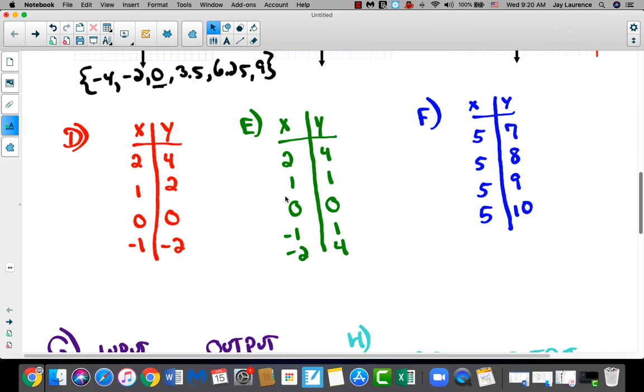E is a function for the same reason. No input goes to more than one output. But wait, they're both going to... No. 2 is an input going to an output of 4. -2 is a different input going to the same output. That doesn't contradict the definition.